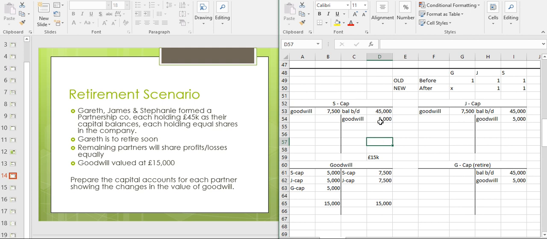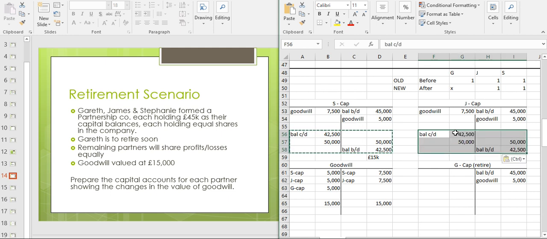So we've got opening balance, goodwill, totaling up 50. Let's take it across, and difference above 42,500. Okay, now what I've just done here, that is my balance carried down, and I have a balance brought forward 42.5. Okay, now you can see these two, they are exactly the same. So all I'm going to do, I'm just going to copy this over there. No point typing it all up again.